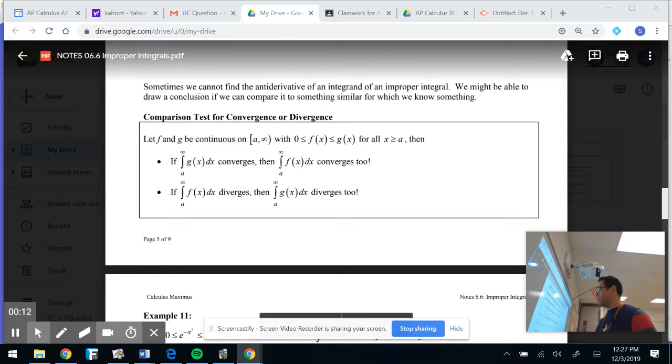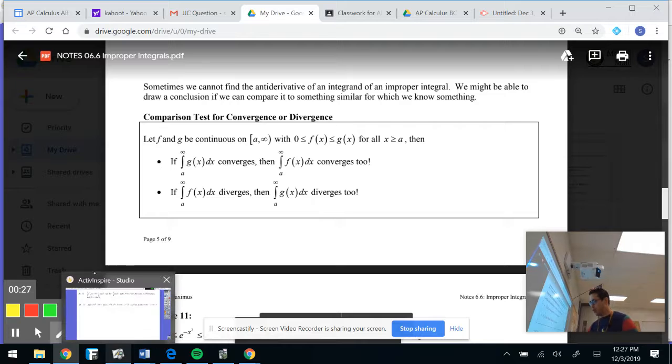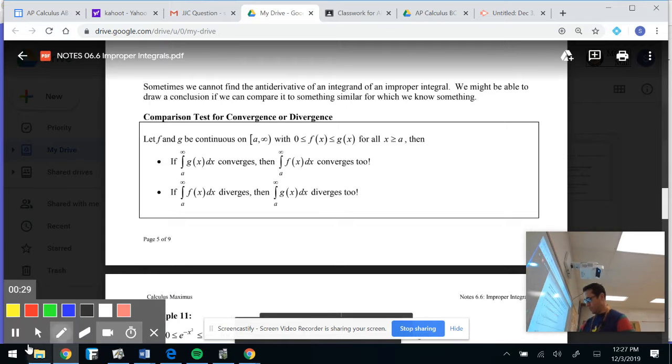So here we go. The comparison test. Sometimes we cannot find the antiderivative of an integrand of an improper integral. We might be able to draw a conclusion if we can compare it to something similar for which we know something. Well, the comparison test ends up being a very important topic from here on out in BC. And what it is, we have a comparison test.